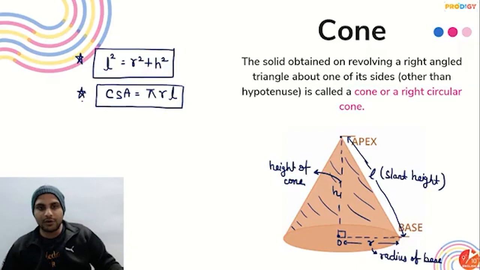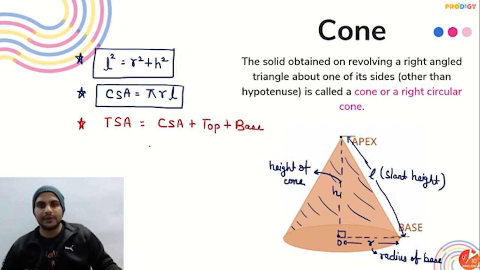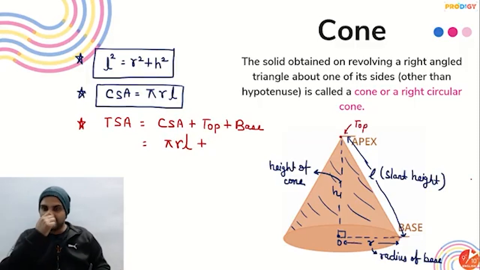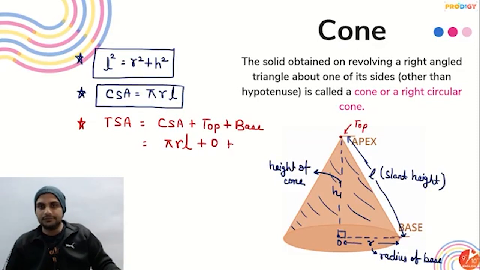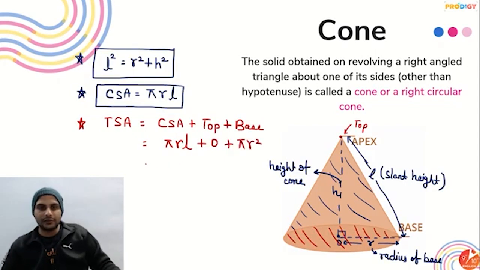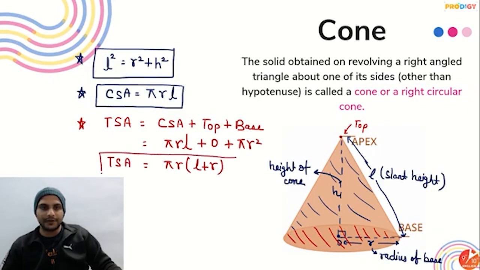After that, you'll be thinking about the formula for total surface area. So total surface area, if you know the curved surface area, is equal to curved surface area plus the area of top plus the area of the bottom, area of base. So curved surface area is pi r l. Now look at the top. Top is a point, and area of any point is 0. Base, look at the base. Base is a circle, area is pi r square. So you can take pi r common, you will be getting L plus R. So this is the formula for TSA, pi r into L plus R.